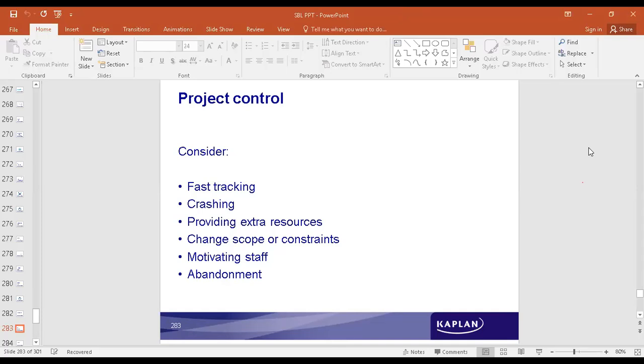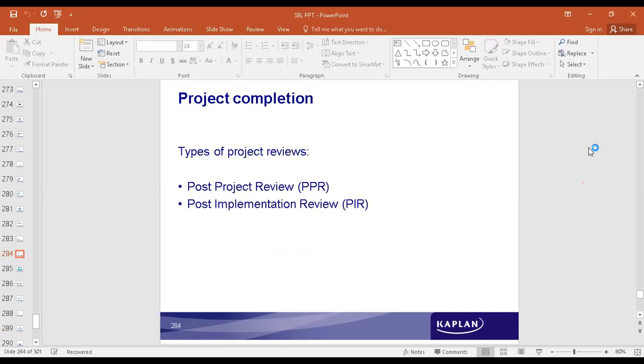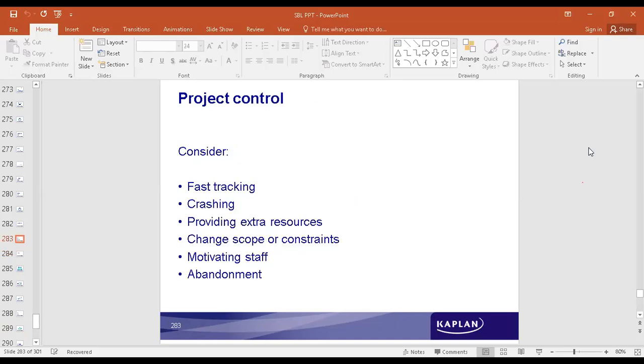Fast tracking means any task which has to be taken up at a fast pace, or any kind of resources that are to be provided. Look at what the constraints are, and then motivate the staff, and abandonment at the time when it is completed or not required any longer. Then it has to be abandoned.